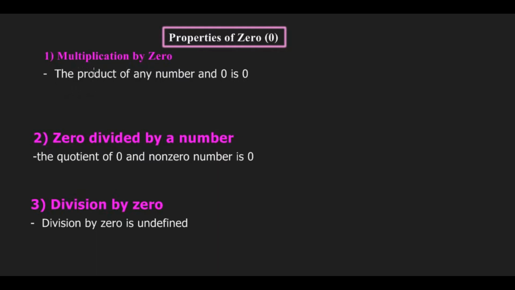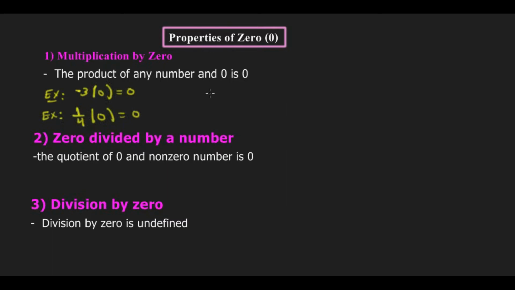So if we have a zero and another number, and we want to multiply them together, the product of any number and zero is equal to zero. Let's take an example with any real number, like -3 multiplied by 0, the answer is going to be 0. And also if we have 1/4, a fraction, multiplied by 0, the answer is going to be 0.